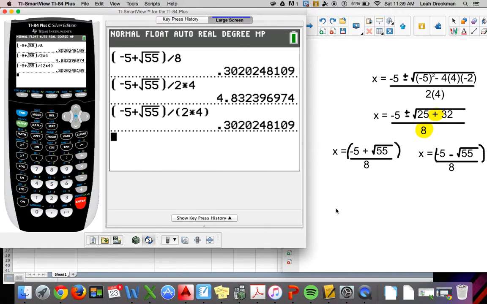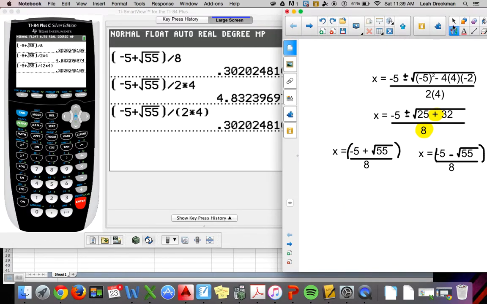Okay, so my first solution over here, if we rounded to 2 decimal places, we need to look at the third, and that 2 is not a 5 or larger. So my first solution is going to be x equals 0.30.